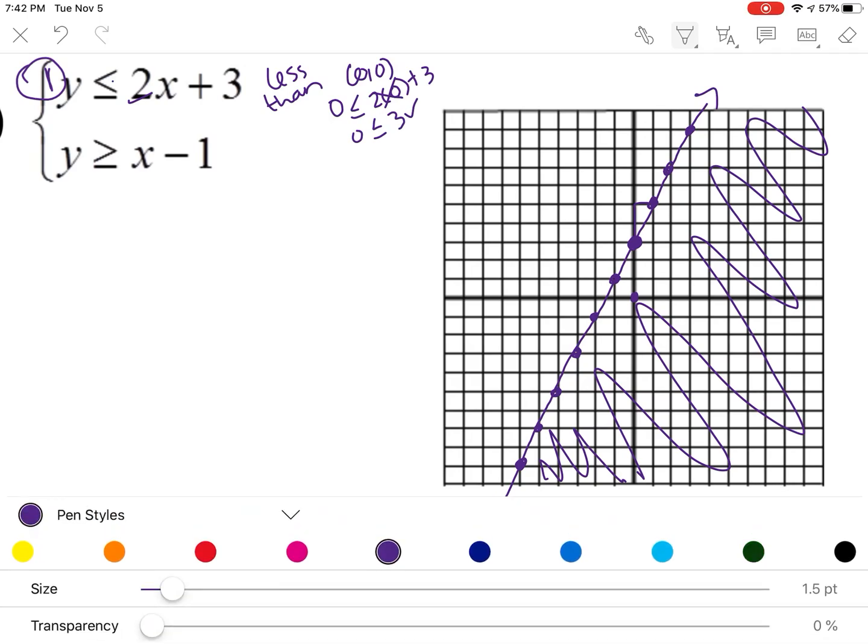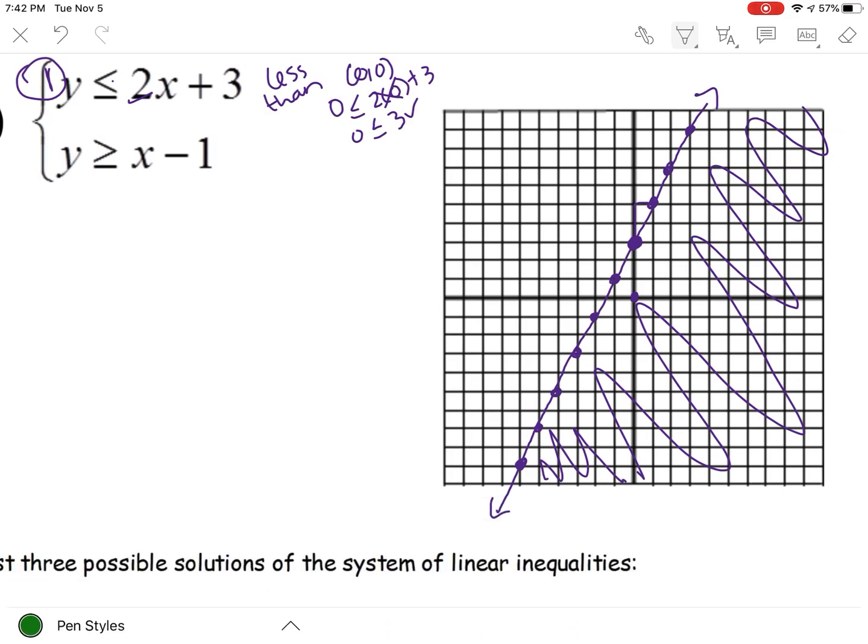Now, we are done with that first inequality. Once we're completely done with the first one, we're going to do the same thing for the second inequality. So we're going to pretend like our first inequality isn't on our graph. So we have y is greater than or equal to x minus 1. We're going to graph our y-intercept of negative 1, and then we have a slope of 1, so we're going to go up 1 over 1, up 1 over 1.